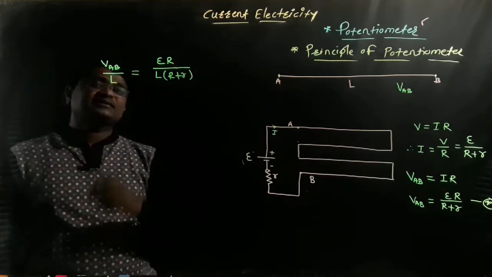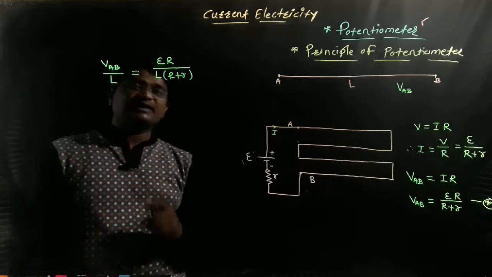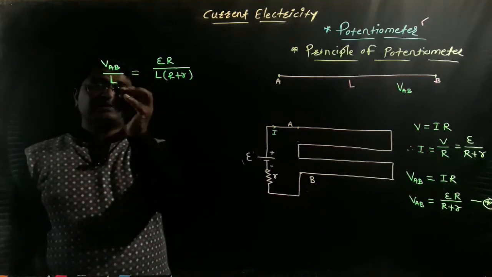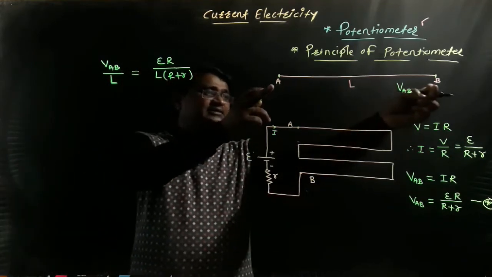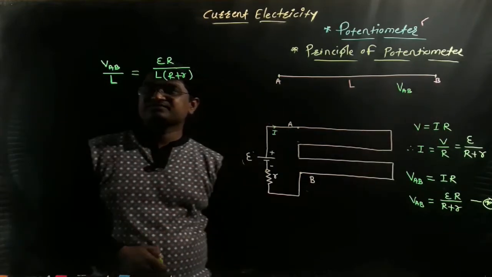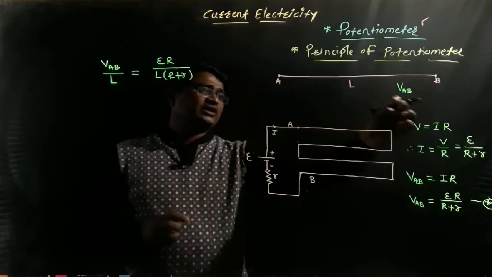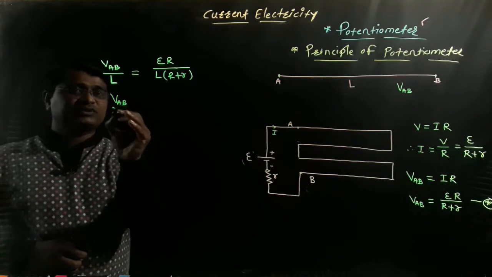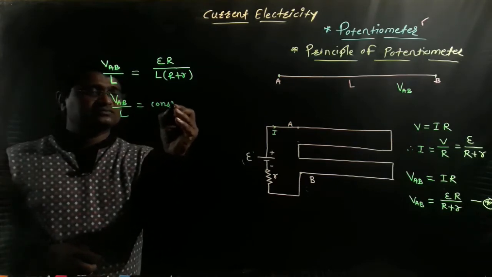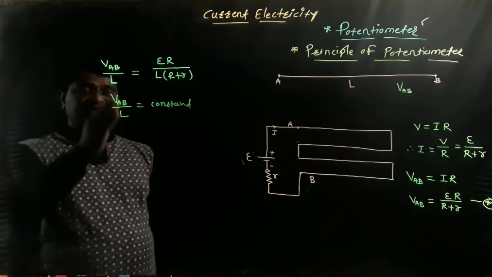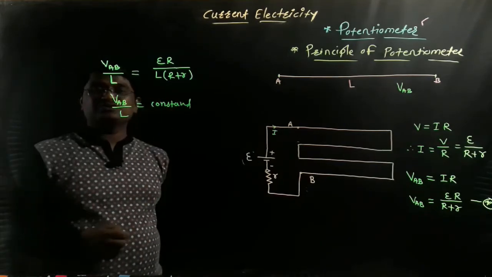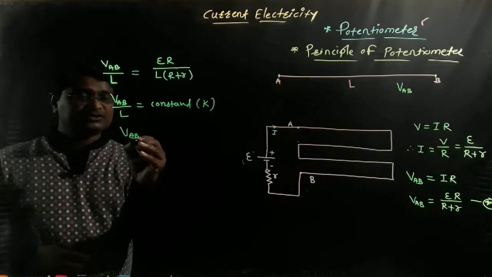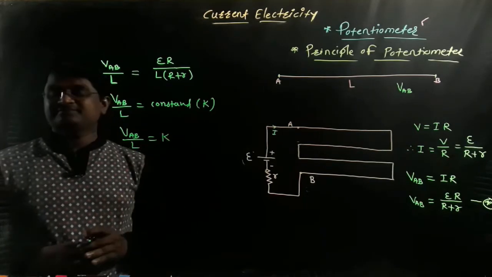What is meant by potential per unit length? The total length of the given wire will be denoted by capital L, and that is fixed. It will be constant and cannot be changed. If the length is fixed, the potential is also fixed. It means that VAB upon L, the potential per unit length, is also constant by using this circuit, and we indicate it by K. So the potential per unit length is equal to K.